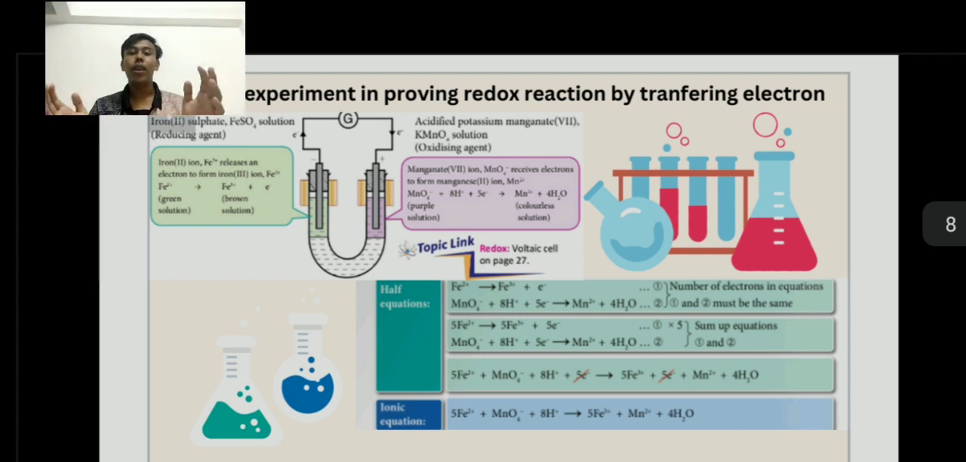As you can see down here, we have the equation of it. First, you can just list out all the half equations, then cancel out the charge, and then you get the ionic equation of it.